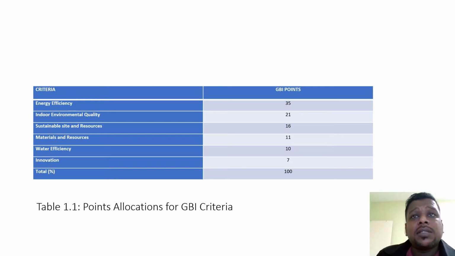Material and resources, the total point we can achieve is 11. And the fifth is water efficiency, the total point we can achieve is 10. The last is innovation, the total point we can achieve is 7. So overall there are 100 GBI points to get.